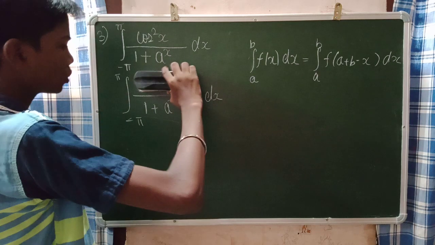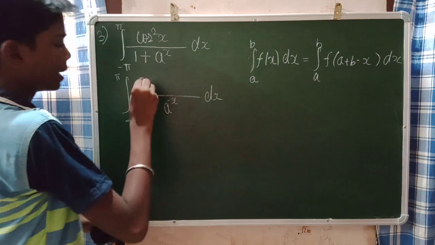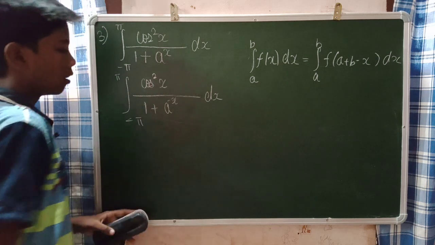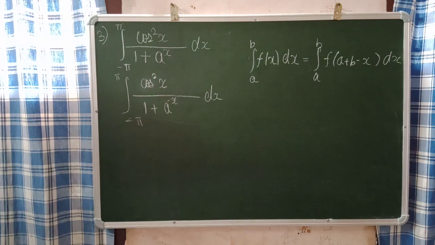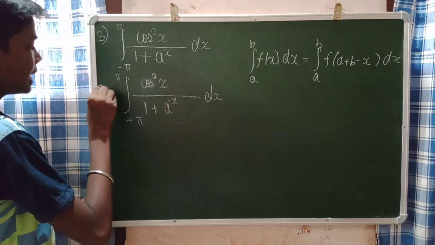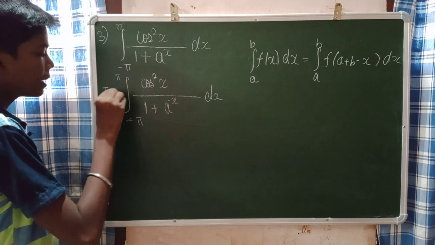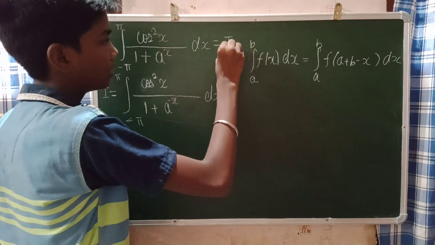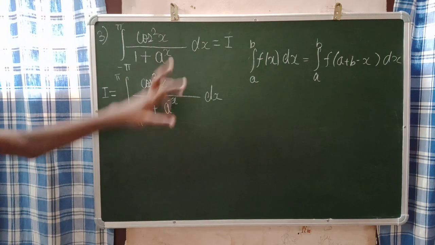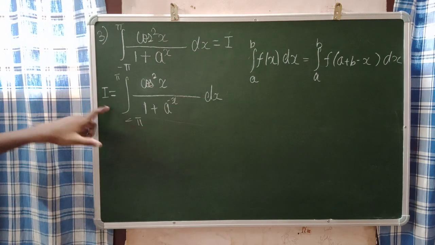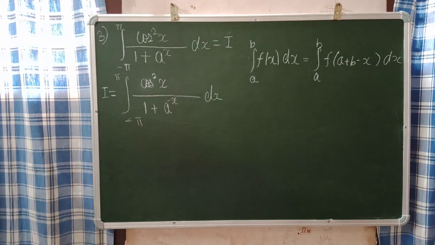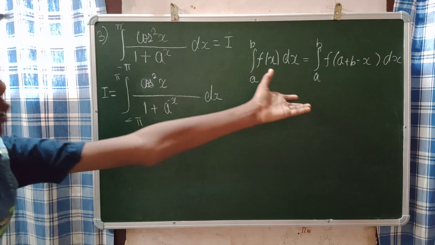So I can write cos square of minus x as cos square x. Now after this, this is the integral that we got. Let me take the integral given in the question as I. This will also be I, because both these integrals are the same, and that is what King's rule states.